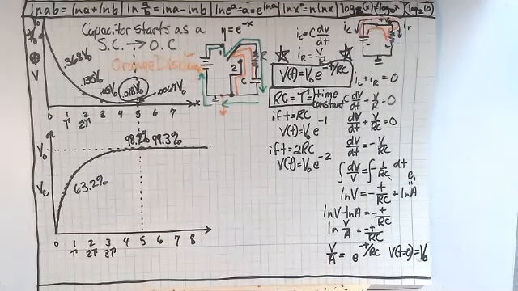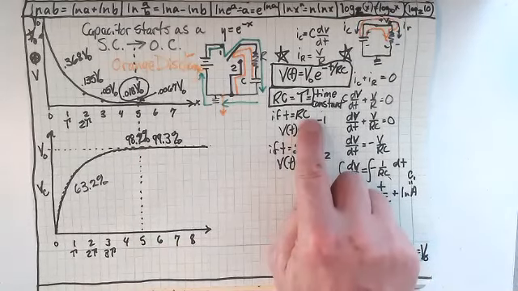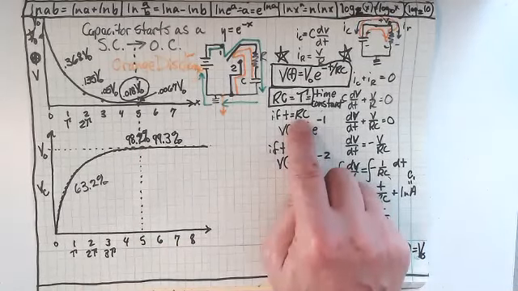How can we figure out what that time constant is? We know what the capacitor value is. We know what the resistor value is. That gives us our time constant. That shows us how we come up here.